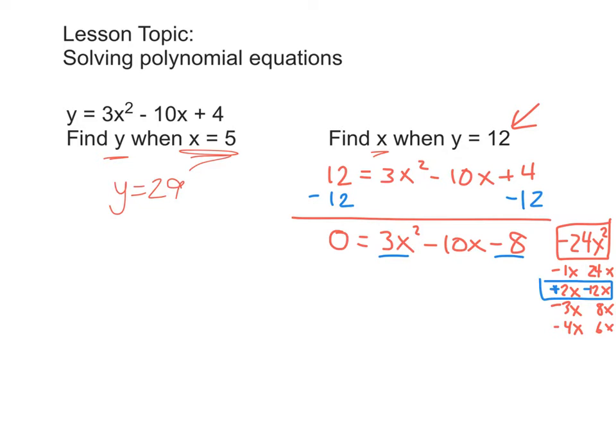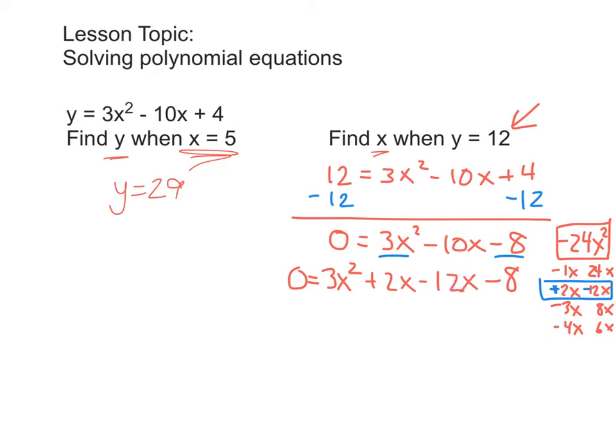So what we're going to do is I'm going to rewrite this, and move it over a little bit. 0 equals 3x squared, and I'm going to leave some space right here, and then minus 8, the third term goes here. And now what we're going to do is take the negative 10x and break it into two terms. And the two terms we're going to use are the ones we just found over here. So we've got positive 2x minus 12x.